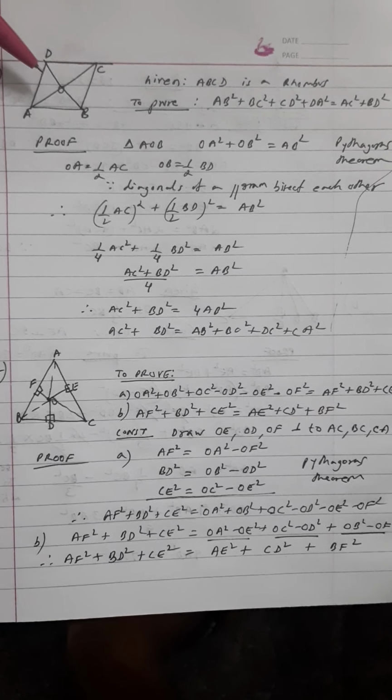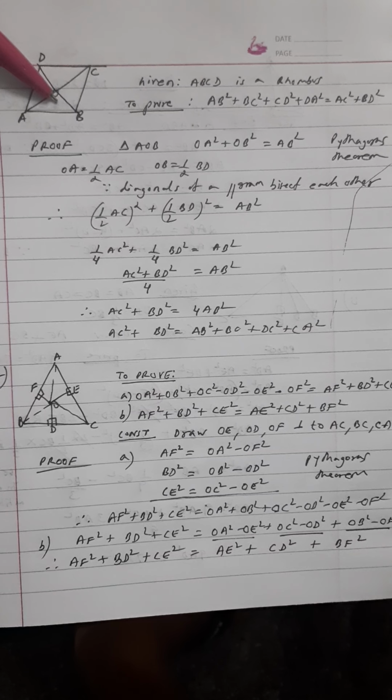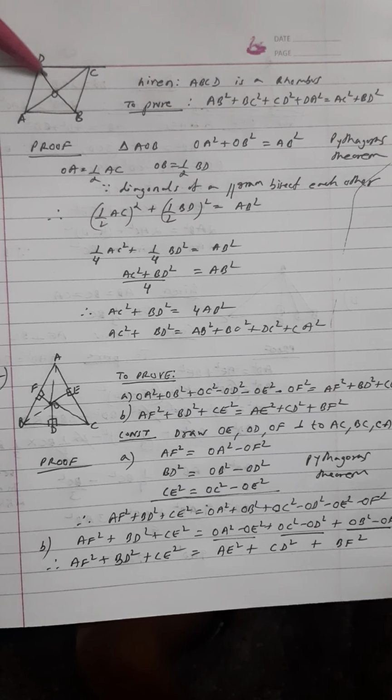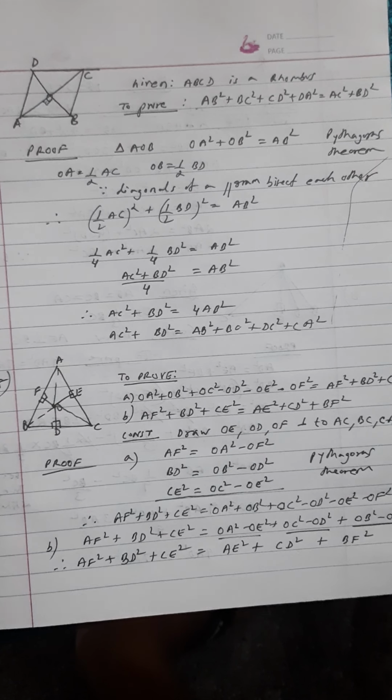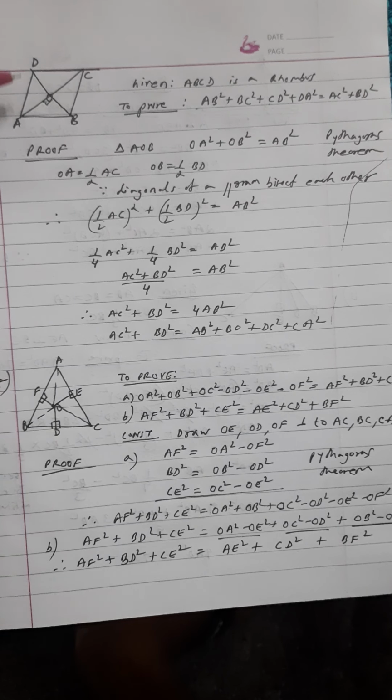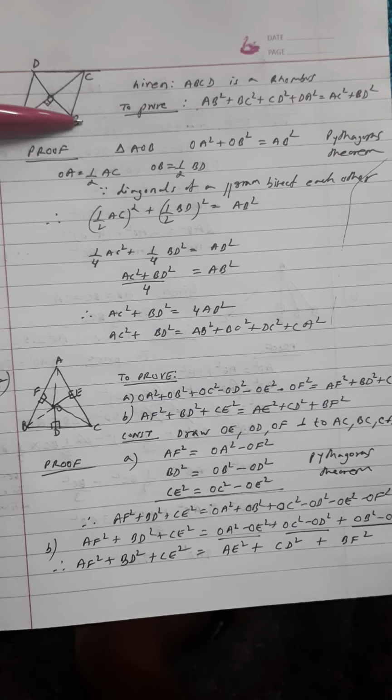Now to prove this, what we need to do is take any triangle. We can take any of the triangles because these are all right angle triangles. So I have taken here triangle AOB. In this triangle AOB, this is 90 degrees because diagonals of a rhombus intersect at 90. So I'm using Pythagoras here. I'll get OA square plus OB square is equal to AB square, right? By Pythagoras, sum of squares of two sides is the square of the hypotenuse. If this is 90, this is the hypotenuse.